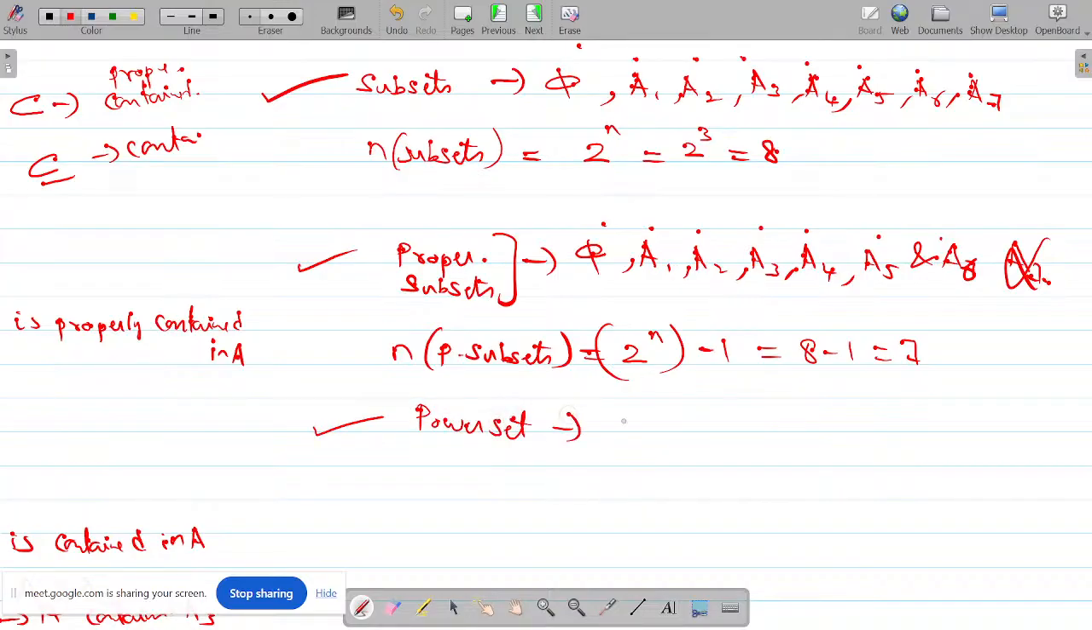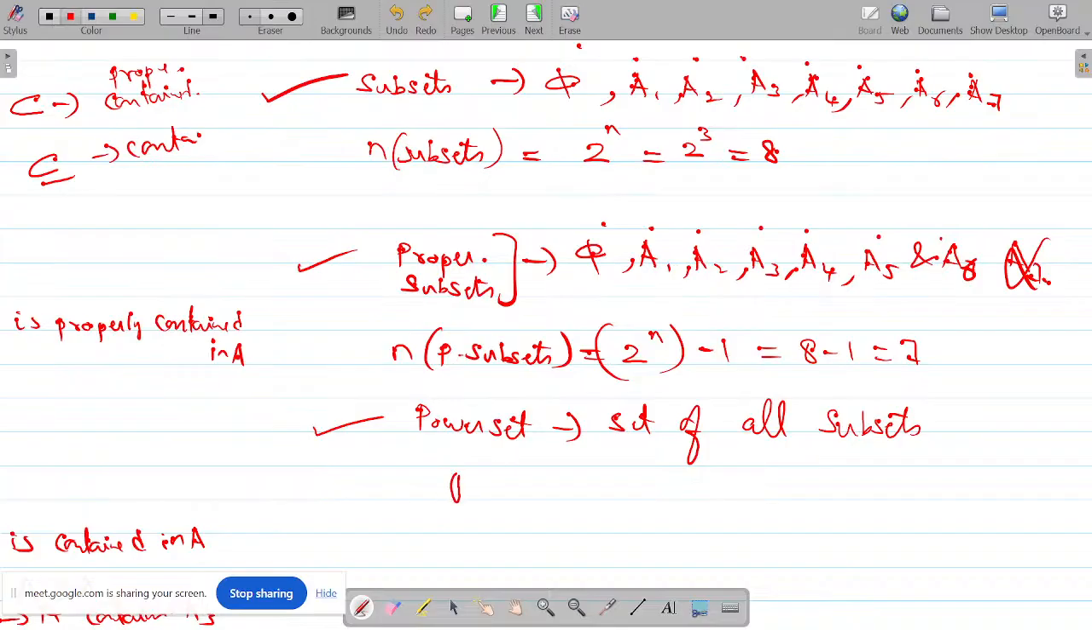One more small content with respect to power set. How we define a power set is that the power set itself is a set which consists of all subsets. The notation we use for power set is script P. You know how we write this: script A, script B.